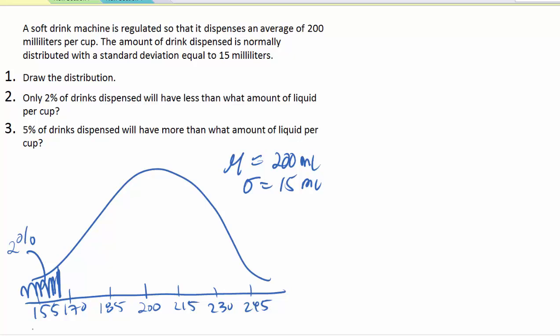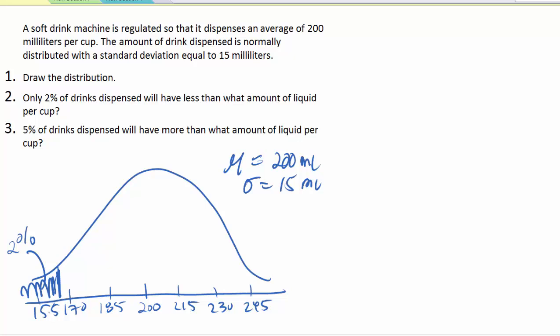Now, I put it here because I can approximate where that value will be according to the 68, 95, 99.7 rule. I know that about 2.5% of my data will fall below 170. So a little bit lower than that should be about the 2% cutoff. And so I can kind of visualize what that value will be.